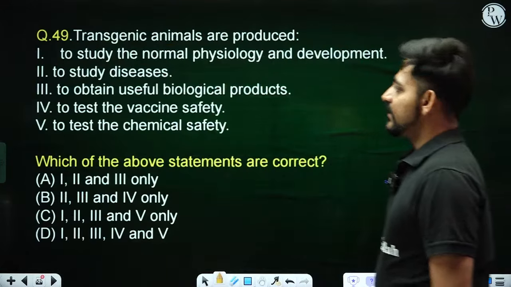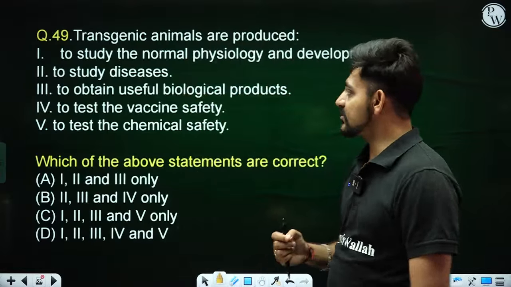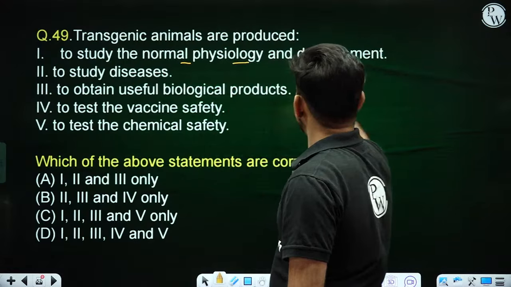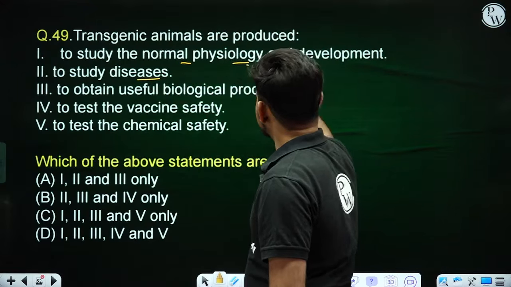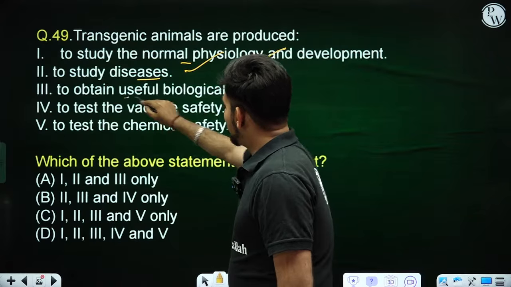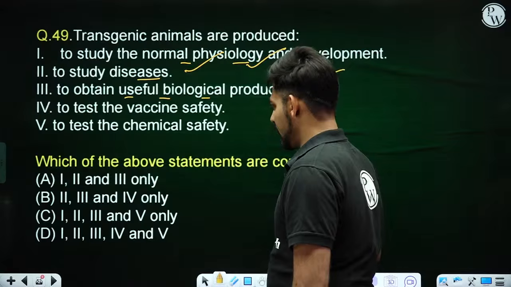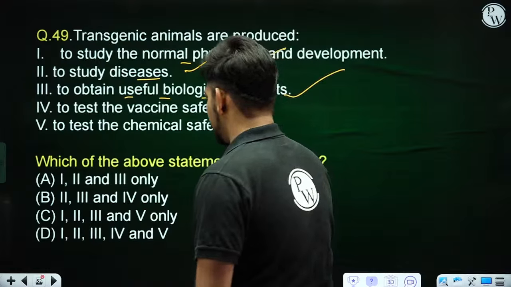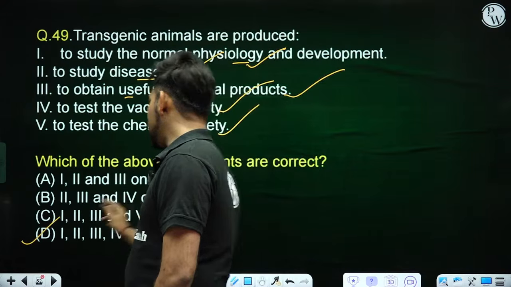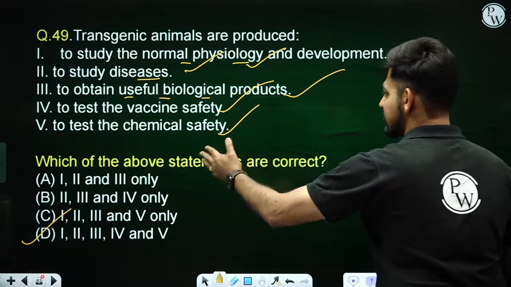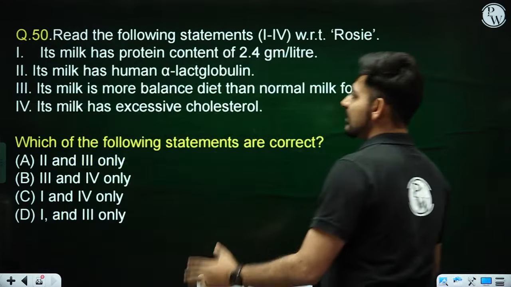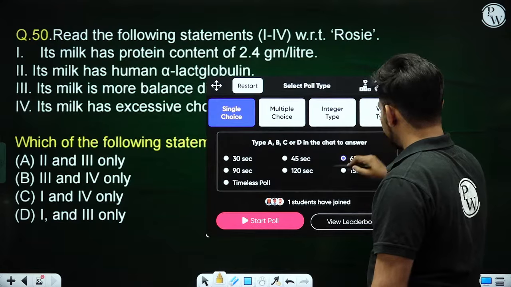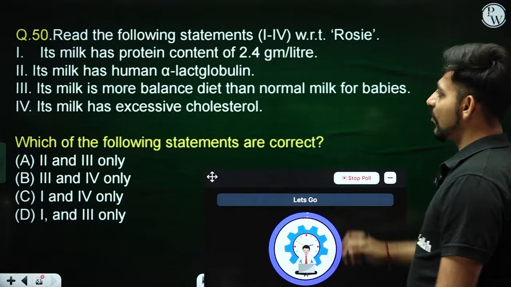Question number 49. Okay, second last question. Transgenic animals are produced to study normal physiology and development, to study disease, yes, to obtain useful biological products as given in NCERT, to test vaccine safety, to test chemical safety. So 1, 2, 3, 4, 5, option D, that is the right answer for this question. Now coming to the last question for today's series. Again, a statement is given. I'm sharing the poll here.